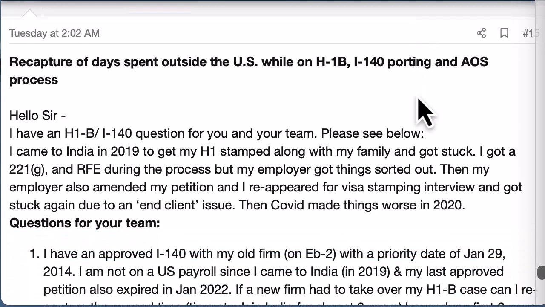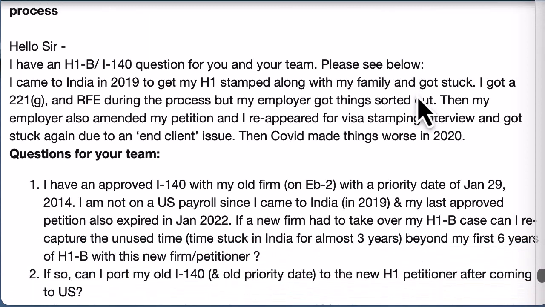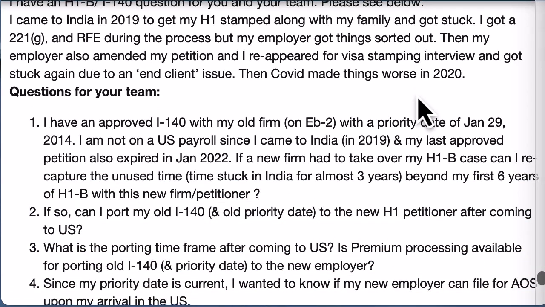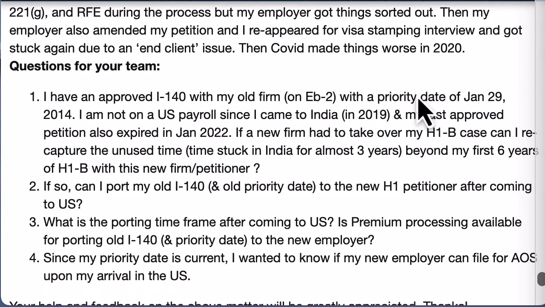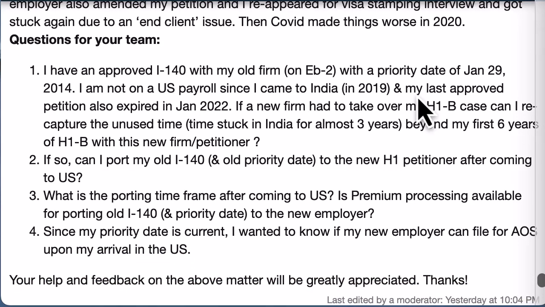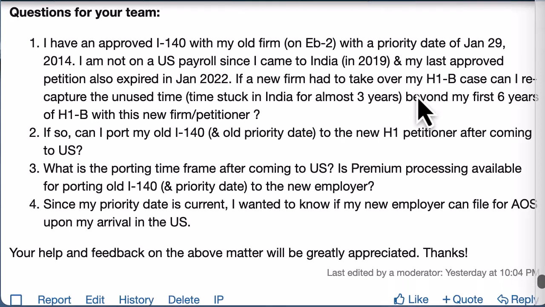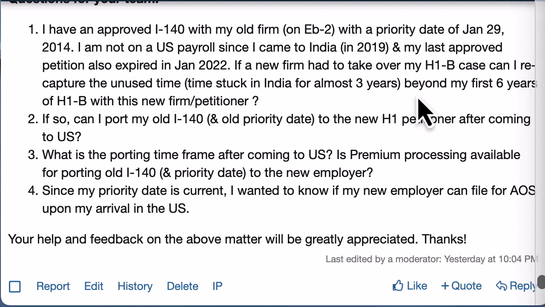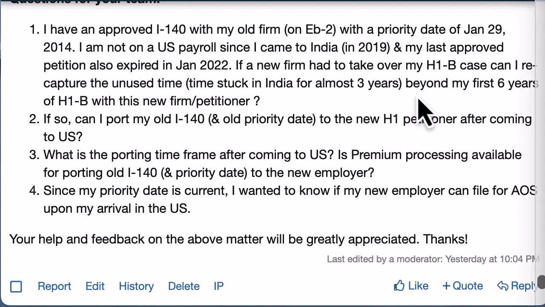So, recapture of days spent outside the USA while on H-1B, and I-140 porting and AOS. I'm on H-1B, I-140, came to India to get my H-1 stamped, got stuck. 221(g), RFE. I got stuck again due to the end client issue. COVID made things worse. I have an approved I-140 with my old firm. I'm not on US payroll. If a new firm had to take over my H-1B, can I recapture the unused time?